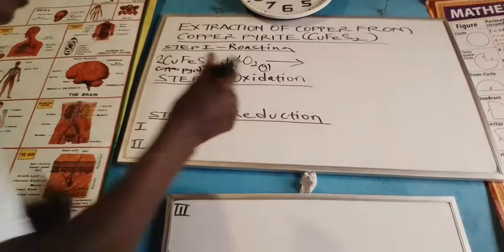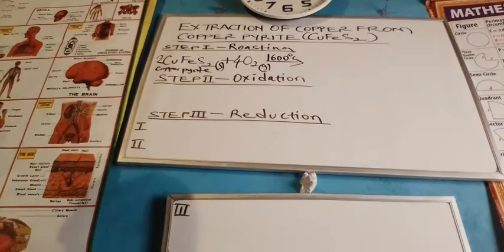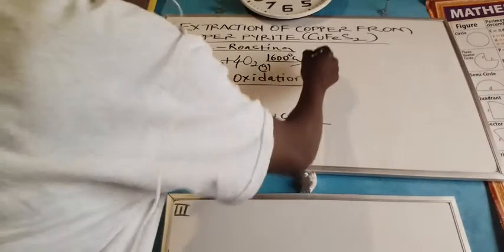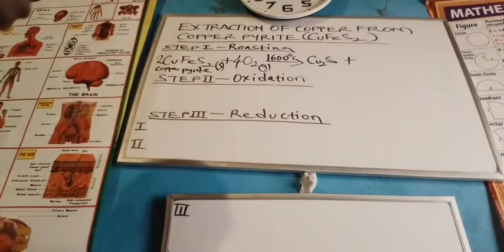Roasting is a procedure which involves burning in excess air at high temperatures, approximately 1600 degrees Celsius. As you burn the copper pyrite in excess air, oxidation occurs readily, reducing the copper 2 sulfide ferrous into copper 1 sulfide without the iron. And then the impurities, namely iron and sulfur, are also oxidized into their respective oxides. So we have iron 2 oxide and sulfur dioxide.